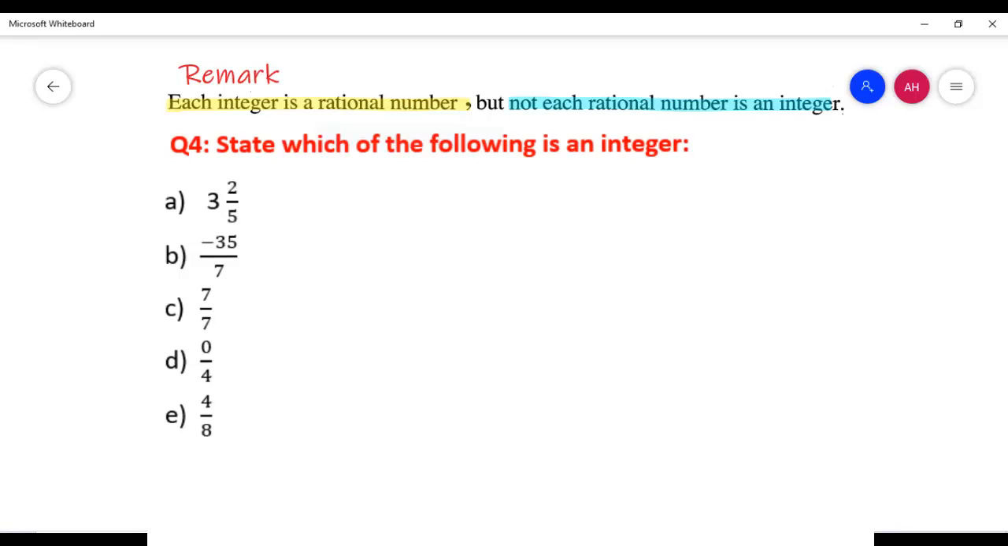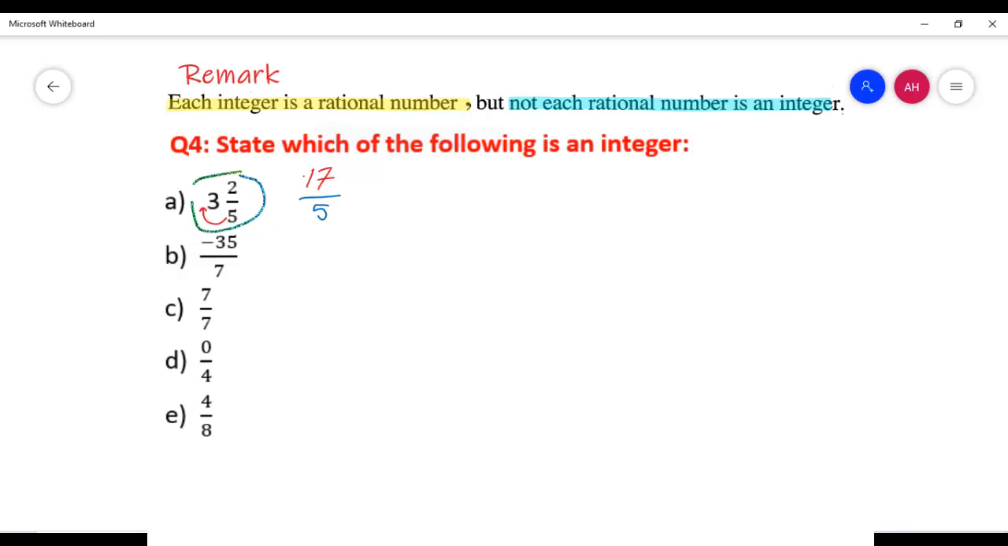Let's go and see question number 4. State which of the following is an integer. The first one is 3 and 2 over 5. This is a mixed number, so I must change it first to an improper fraction. How can I change it to an improper fraction? First, I'm going to leave my denominator as it is. And then I am going to multiply 5 times 3, which is 15, and I'm going to add 2, so my new numerator is 17.